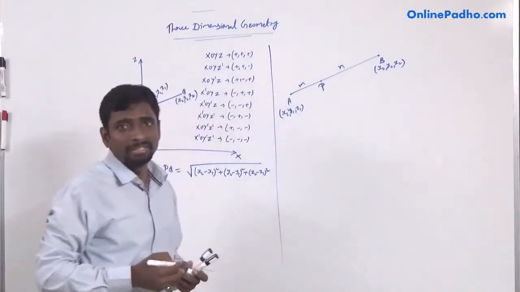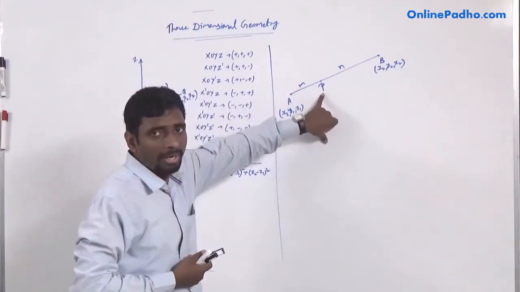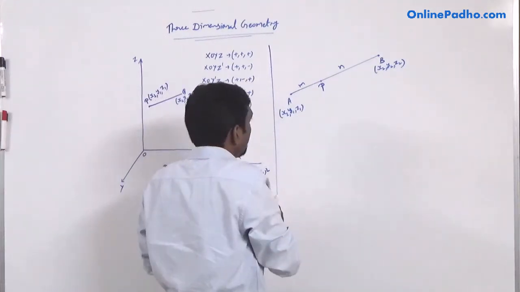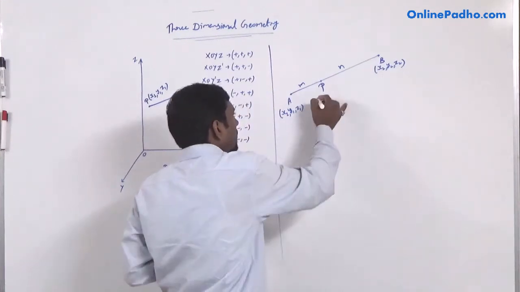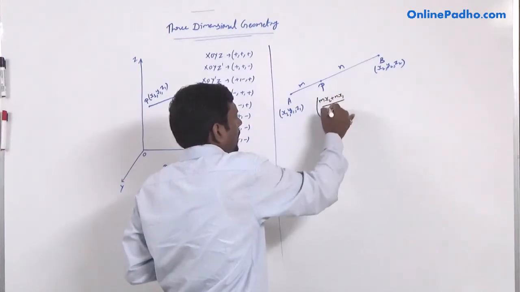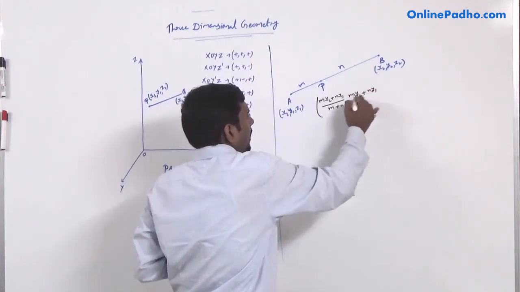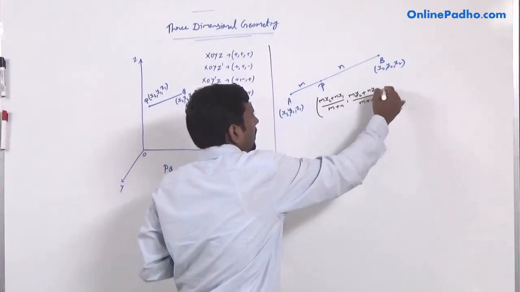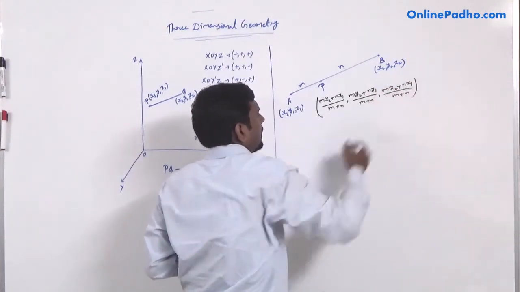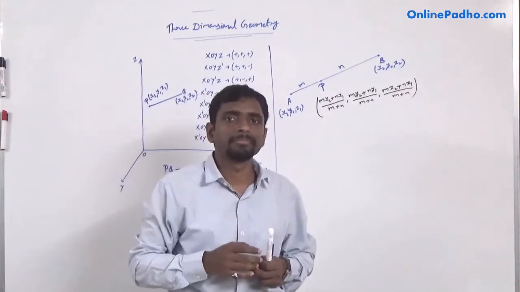And point P divides the line AB in the ratio m:n, we have to find the coordinate of point P. As we learned in class 11, in the three-dimensional plane, we can write it as (mx2 + nx1)/(m + n). Then the y coordinate can be written as (my2 + ny1)/(m + n), and then (mz2 + nz1)/(m + n). Right? So this is the coordinate of point P in the case of internal division.